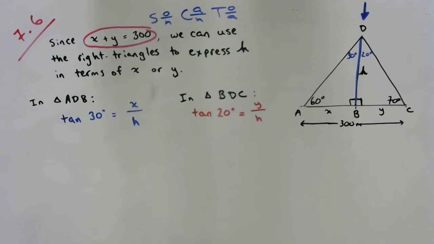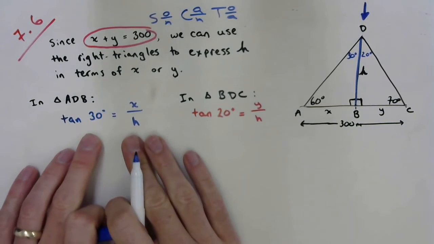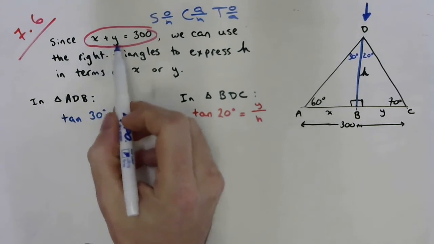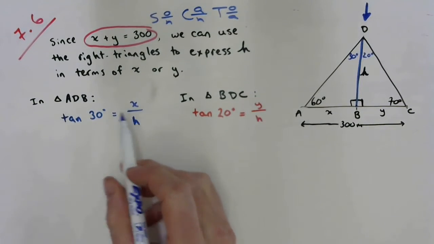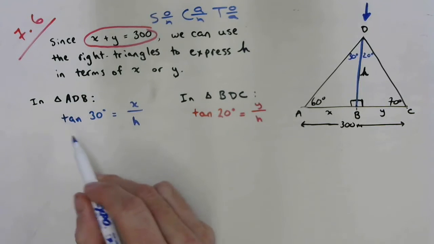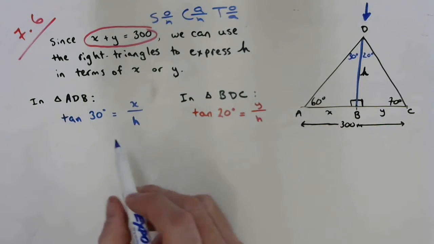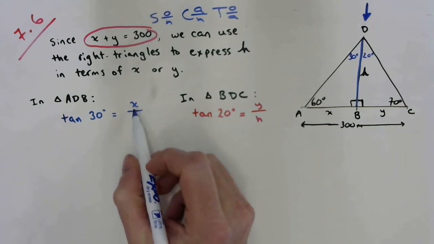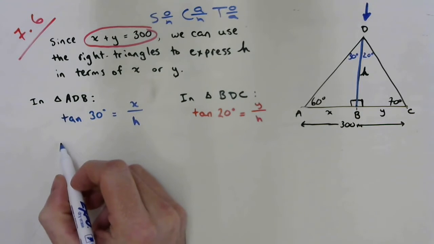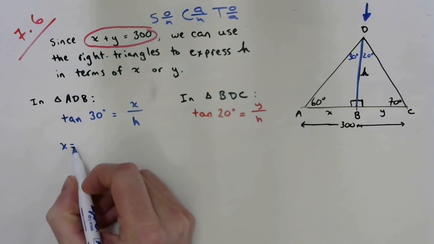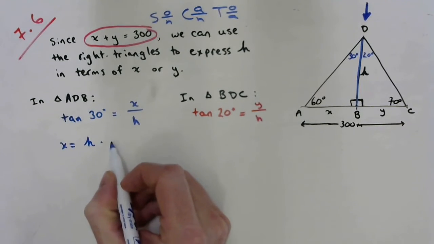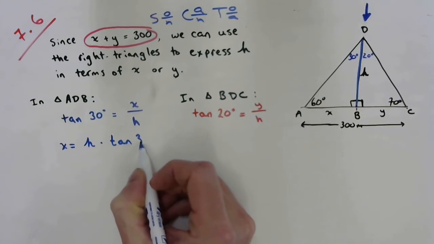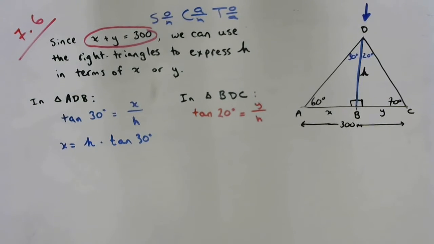Okay, so let's look back here, because if I'm going to plug things in here, I actually need an expression for x. Well, I can do that. How do I get an expression for x out of this from triangle ADB? What happens if I multiply both sides by h? I get x equals h times the tangent of 30 degrees. See that?